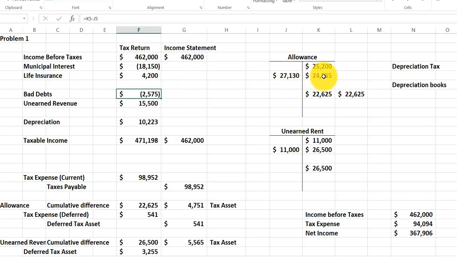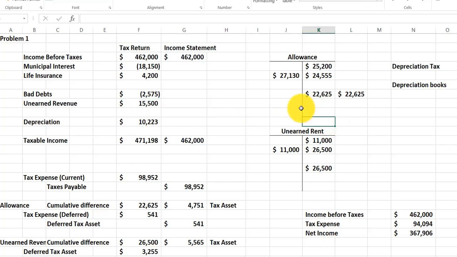Remember, the estimate is on the income statement, the write-offs are on the tax return. In this case, the write-offs were higher than our estimate. Occasionally that can happen. And so this is actually a negative because we actually have more on the tax return than we do on the income statement. Unearned revenue, we had the 26,500, we had 11 from last year that is now recorded in the income statement, so the difference is 15,500.